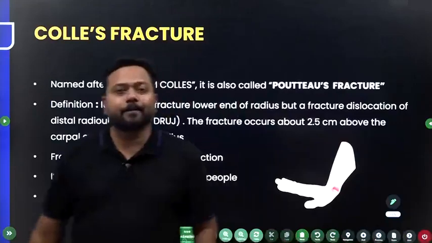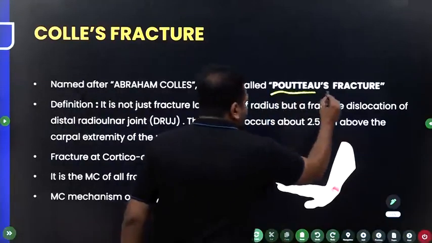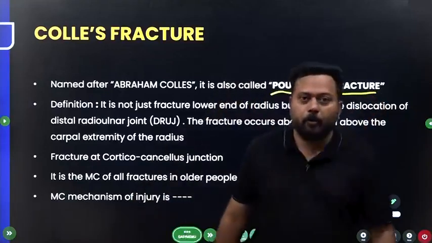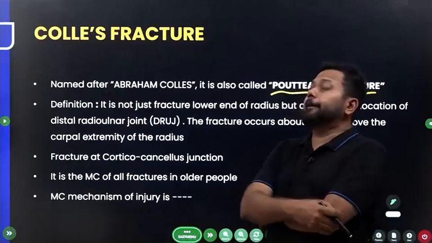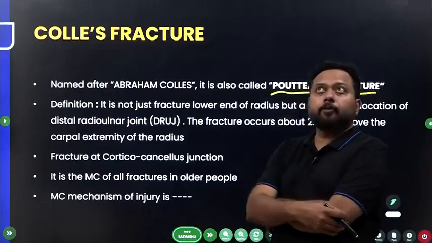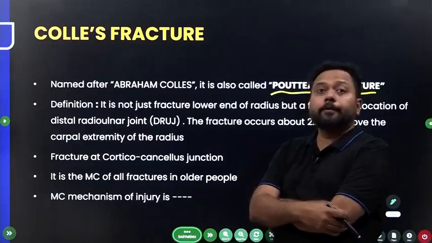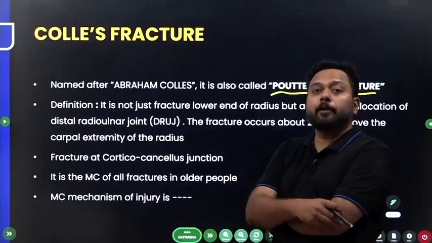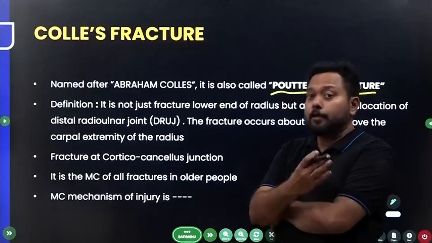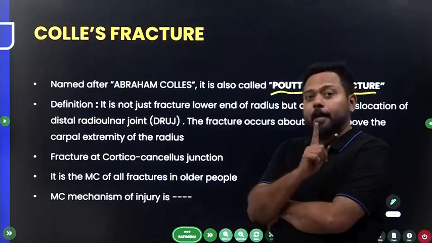This is named after the great Sir Abraham Colles. This is otherwise the original name, Pouteau's fracture. You won't believe, guys, this is 2023. In 2009 or 2010, the question asked was, who coined the term Colles fracture? The choices were Abraham Colles, Ingraham Colles, Graham Colles, and the fourth choice I have forgotten. This was asked in AIIMS.